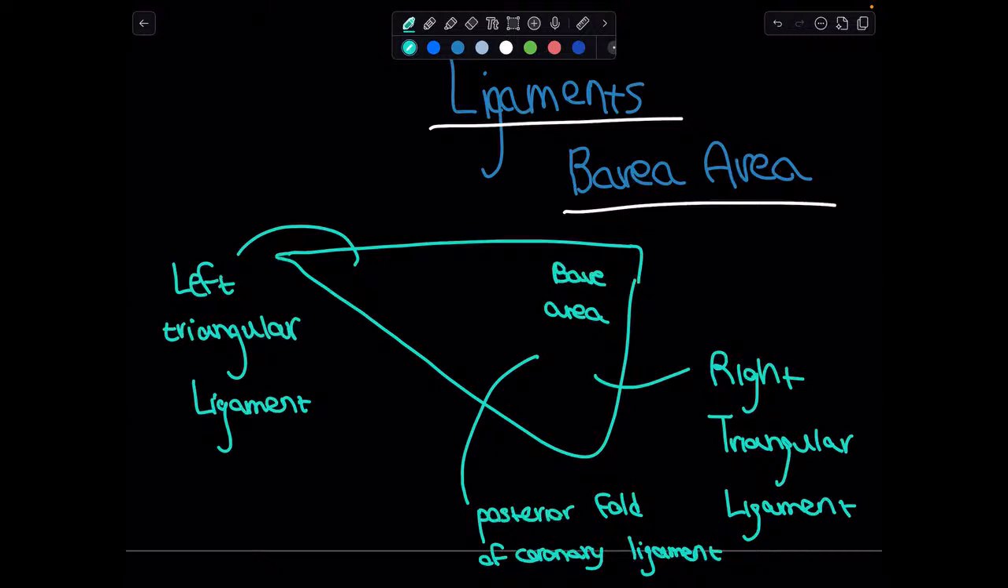I don't understand the location of the coronary ligaments, to be honest. No worries. The coronary ligaments are on the top side of the liver, attaching it to the diaphragm. They form a crown-like shape around the bare area. The anterior and posterior folds come together to form the right and left triangular ligaments.